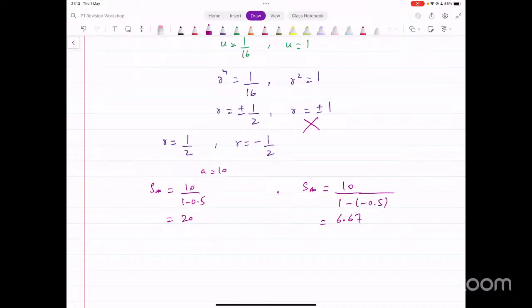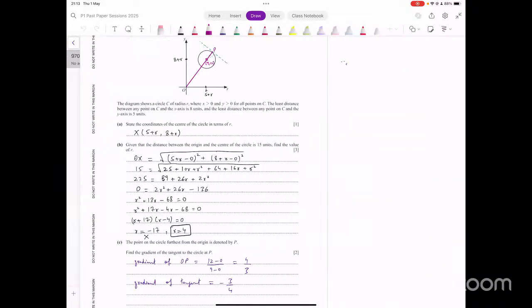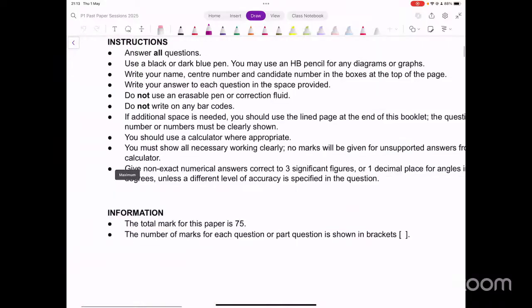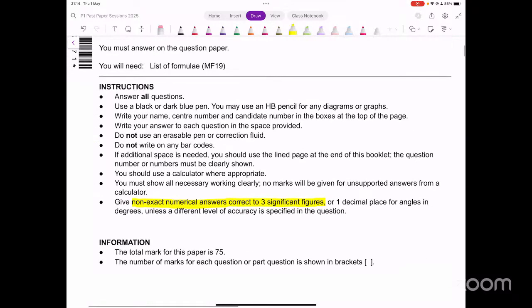Significant figures and decimal places. Rules for that? Seriously? Okay, so I thought you were asking about how do you figure out the number of significant figures in a particular number. Okay, so I understand that better now. So the general rule is, if you look at any specific paper, open an older one, look at the instruction that's given. It says give non-exact numerical answers correct to three significant figures. If you get an exact answer, it's better to leave it in exact form. You do not round that off.